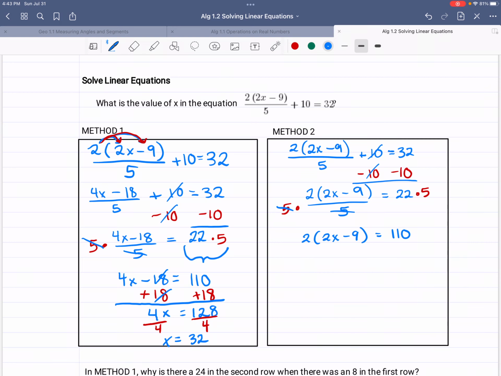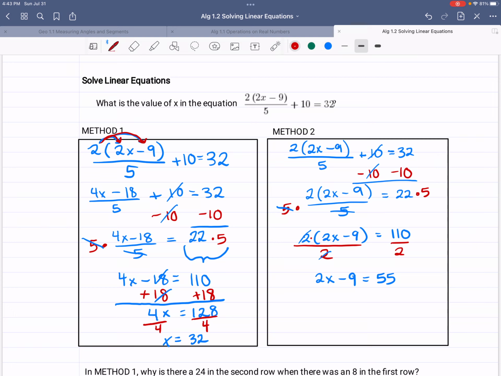The next thing we'll do is, now here's where our last thing that we did to x kind of doesn't work because we have parentheses here. The parentheses kind of protect the x from anything until we get rid of what's on the outside of the parentheses. So we have a 2 times here. To undo the 2 times, we're going to divide it by 2 on both sides. And you'll see here these 2's cancel, leaving us with 2x minus 9 equals 55. 110 divided by 2 is 55.